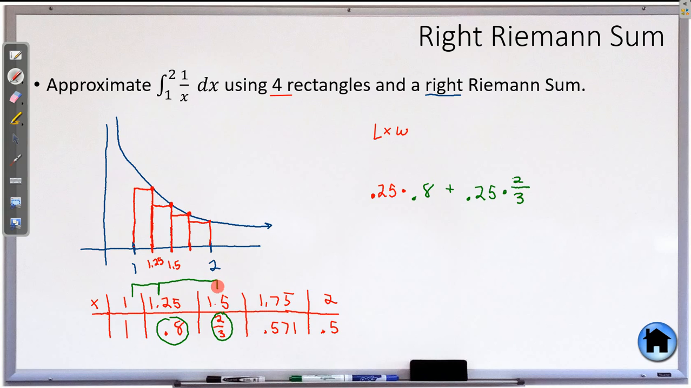Your next rectangle goes from here to here, and the height is the right number, 0.571. Our width is still 0.25, and times 0.571. And our last fourth rectangle goes from here to here, and the width is again 0.25, and the height is the right number, which is 0.5.